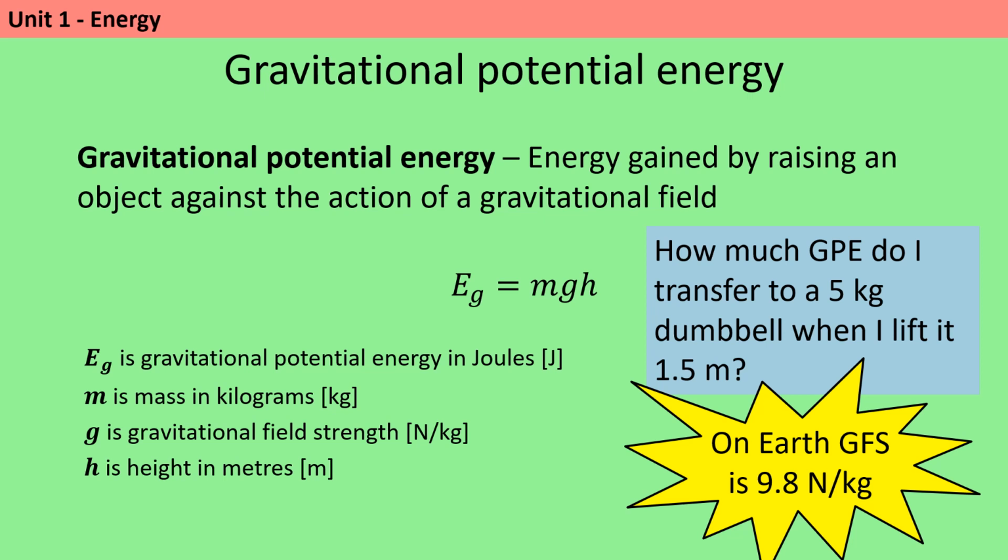So for instance, mass is always in kilograms, so the mass is going to be 5 because the 5 has kilograms after it. So I put in my 5 there, my 9.8 for gravitational field strength, and my 1.5 for the height, making sure that it's definitely in meters. That's a really easy, sneaky trick. So then if I multiply all of those together, I get 73.5 joules. Job done.